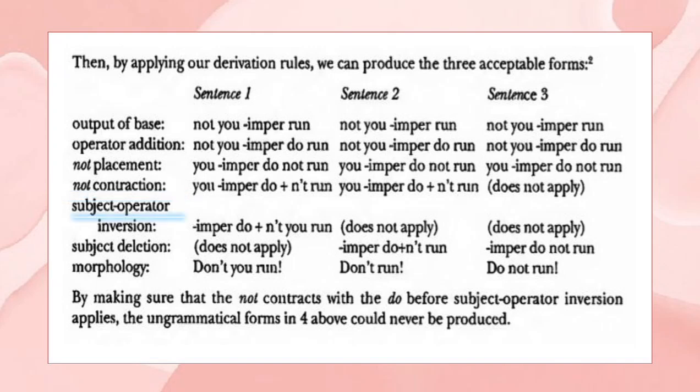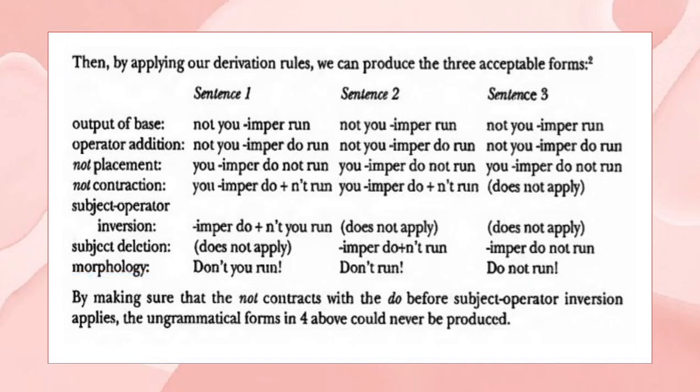Let's proceed to the subject operator. First is inversion. Sentence 1, imperative do plus contracted not you run. Sentence 2 does not apply and sentence 3 does not apply. Next is the subject deletion. In sentence 1 it does not apply. Sentence 2, imperative do plus contracted not run. Sentence 3, imperative do not run. And the morphology, we form sentence 1, don't you run. Sentence 2, don't run. And sentence 3, do not run.